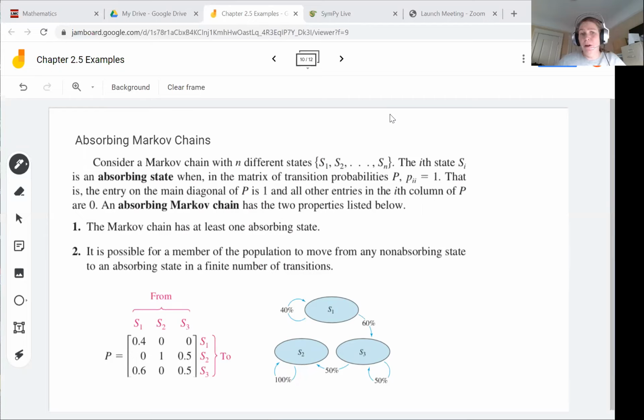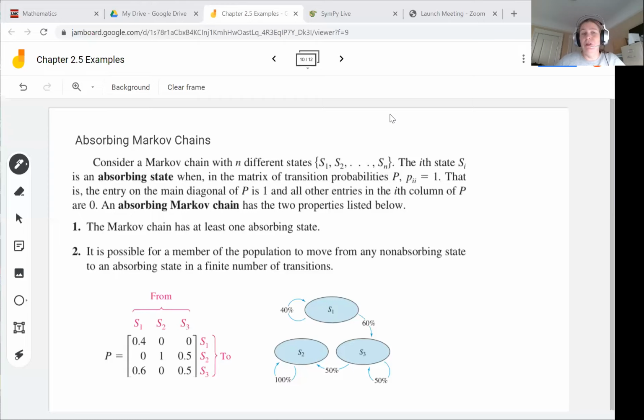So an absorbing Markov chain has the two properties here. Property 1, the Markov chain has at least one absorbing state. You can have multiple absorbing states. And property 2, it is possible for a member of the population to move from any non-absorbing state to an absorbing state in a finite number of transitions.